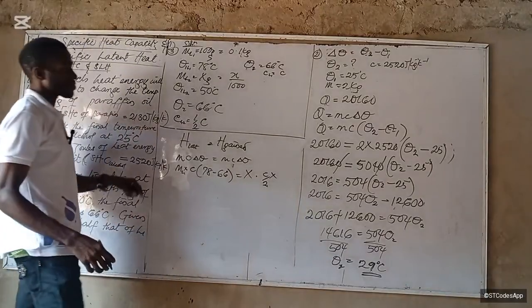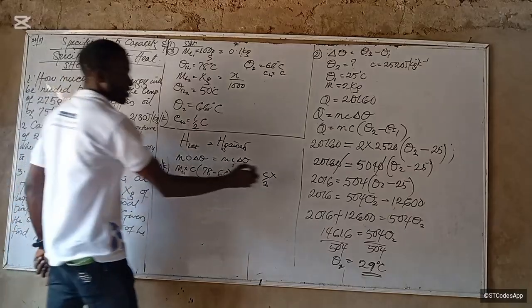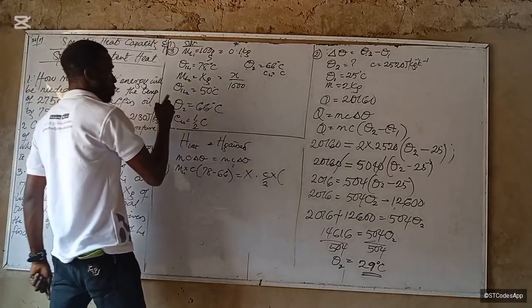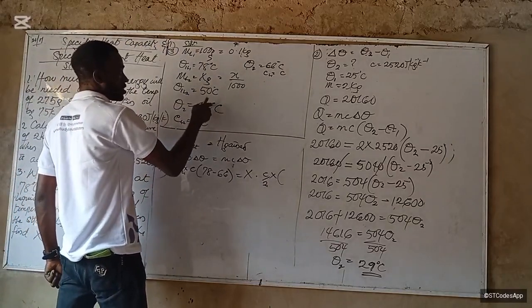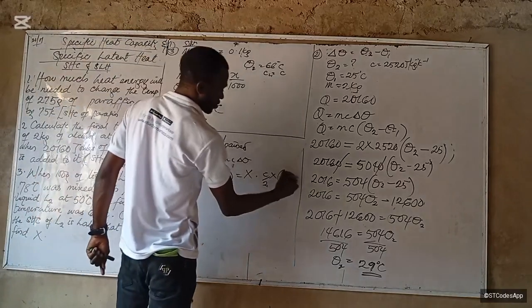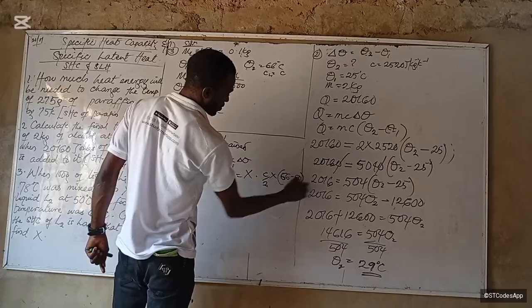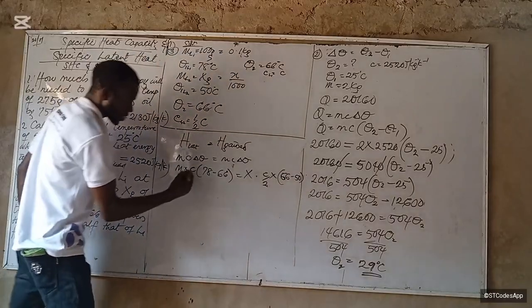Plenty x. Then times change in theta. So what's the change in theta here? You have 66 degrees from 50. So that's 66 minus 50. So here what do we have?